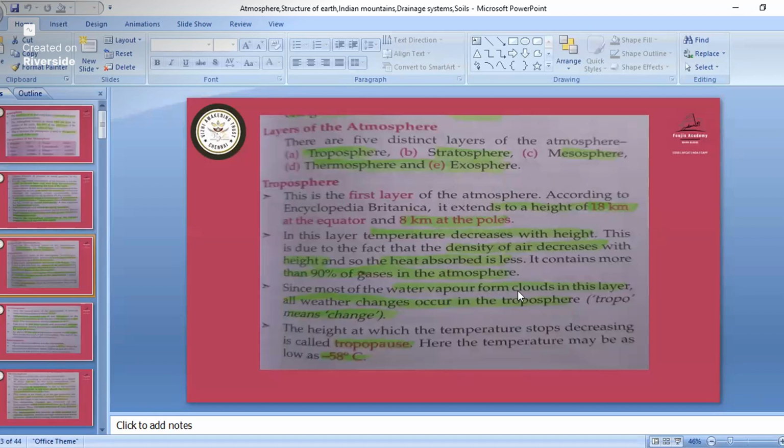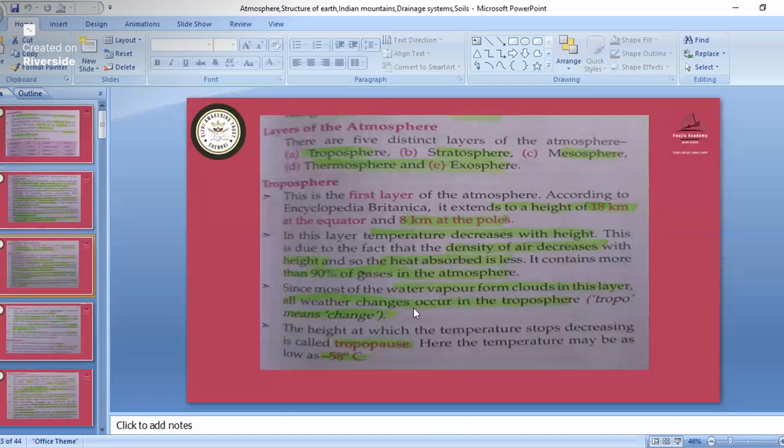Since most of the water vapor forms clouds in this layer, all weather changes occur in the troposphere. So all weather changes take place in the troposphere. This is a point you must know: all weather changes, and you must also know about the height and the normal lapse rate.